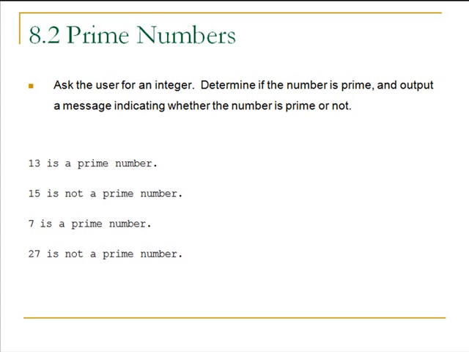And 27 is not a prime number, 3 9s are 27. So here's what I would like you to do. Go to the code that we just developed to find the factors of a number and modify it so that it will determine if a number is prime. So we're going to ask the user for an integer, and we're going to calculate if it's prime and output only one time whether it's a prime number or not.